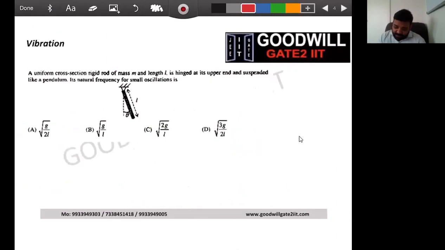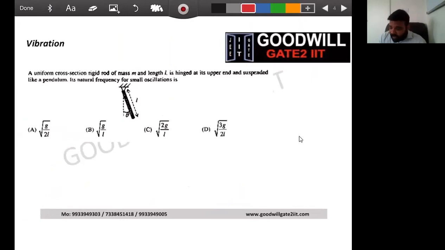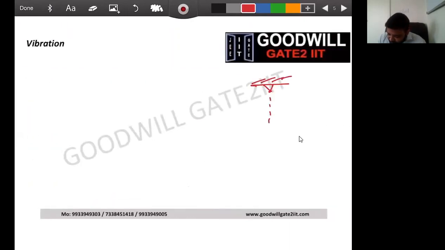It's something like this, guys. I'll take this to the next slide and show you what we are trying to do. You have a hinge point through which a rod is suspended and given a displacement. This is the mean position, and you have a rod of mass M and length L. It is given a displacement theta, and we need to calculate the natural frequency of the system.